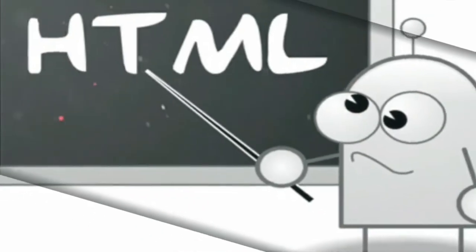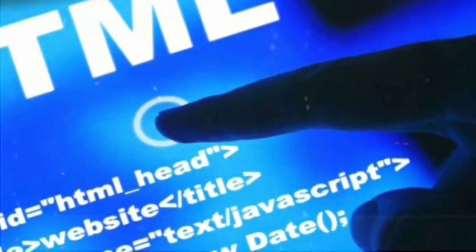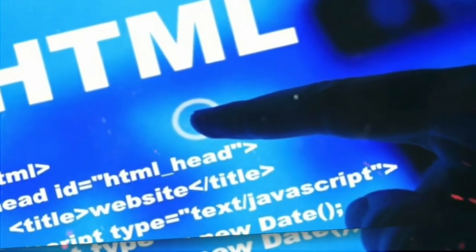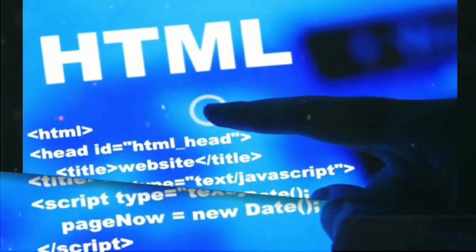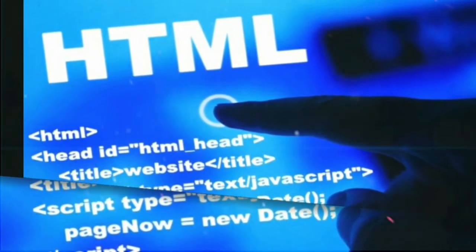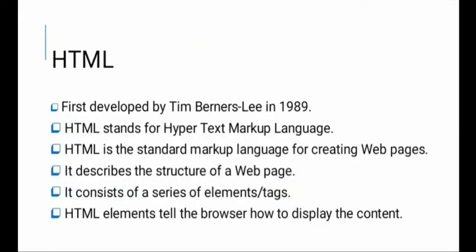In this video, we are going to discuss the basics of HTML. What is HTML? HTML is the language in which most websites are written, or we can say that HTML is used for creating web pages. HTML was first developed by Tim Berners-Lee in 1989, and HTML stands for Hypertext Markup Language.